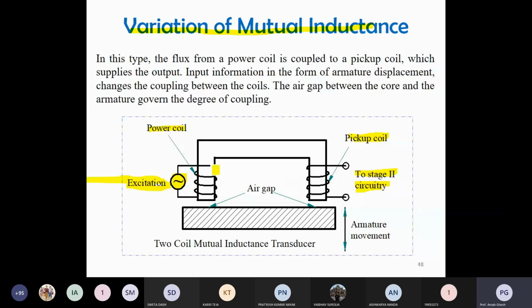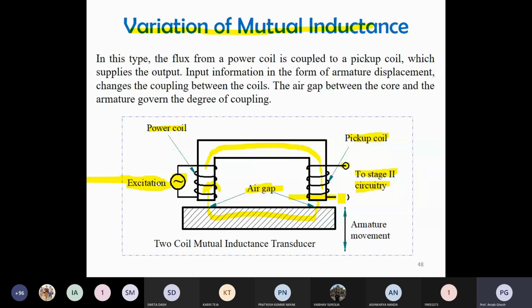Okay, so if the current is flowing through this path, then an air gap is there. The flux lines will cross that air gap and come to the former, and it will complete that path. Another air gap is there, so you can observe two air gaps over here. You can see that the coil 1 current is cutting coil 2.